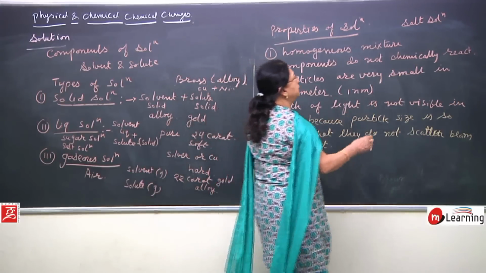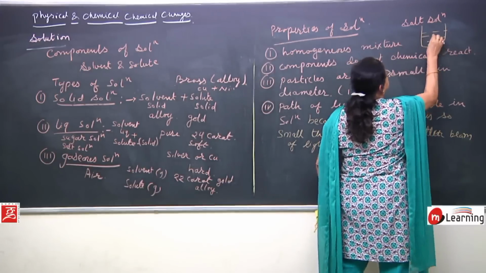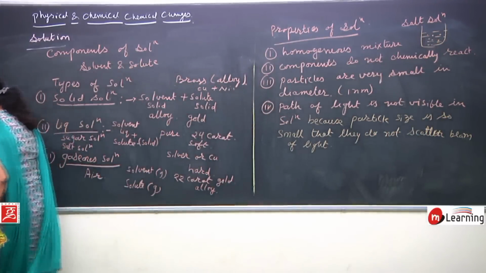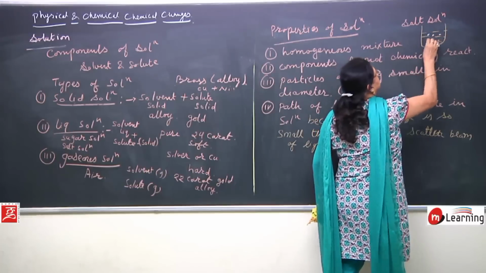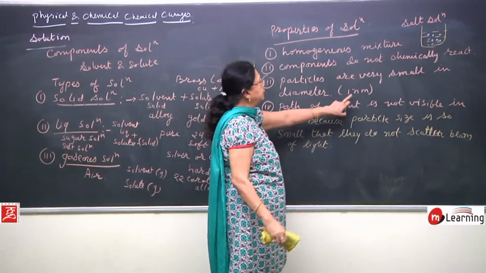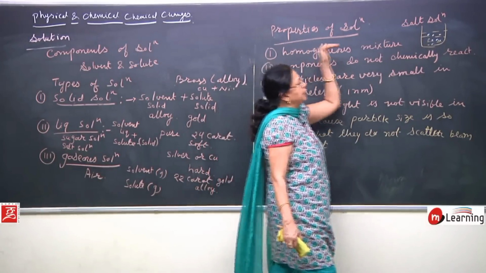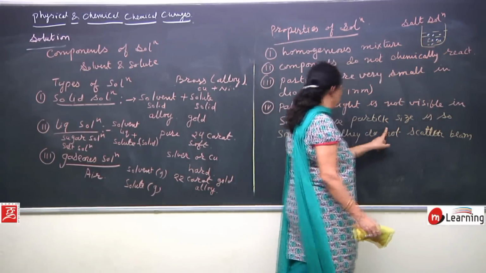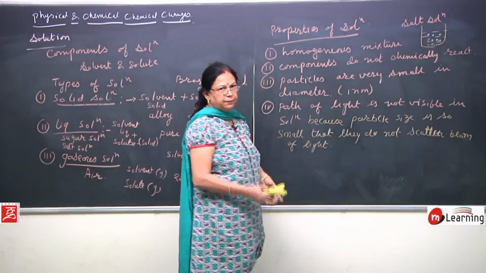Suppose you have a beaker and in this beaker you have water and of course salt particles also. These are the salt particles, but their size is very small. How small is it? The diameter of this particle is 1 nanometer, and because of this small size, when the light falls on this particle, the beam of light is not scattered and therefore the path of light is not visible. Path of light is not visible, right?